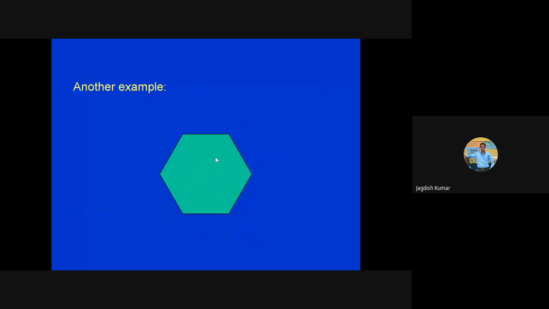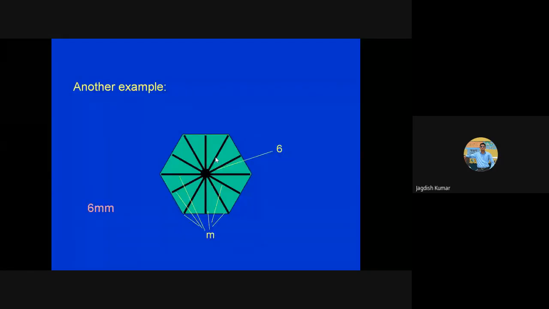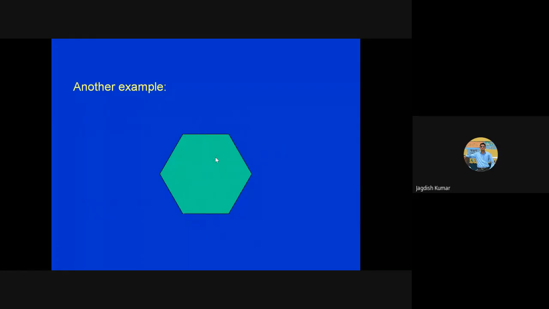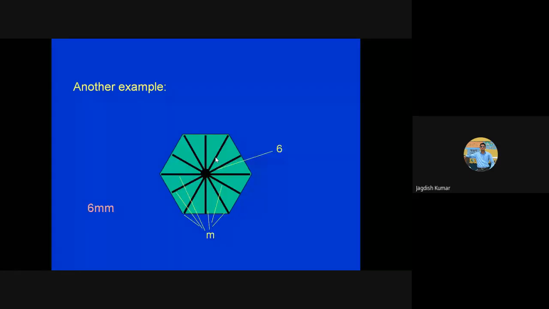Similarly, take the example of a hexagon. These are the symmetry operations which exist for a hexagon. So it has a 6-fold axis of symmetry. 6-fold means if you rotate a hexagon by some rotation, you should not be in a position to tell whether the rotation has taken place or not. So it should be 60 degrees, right?